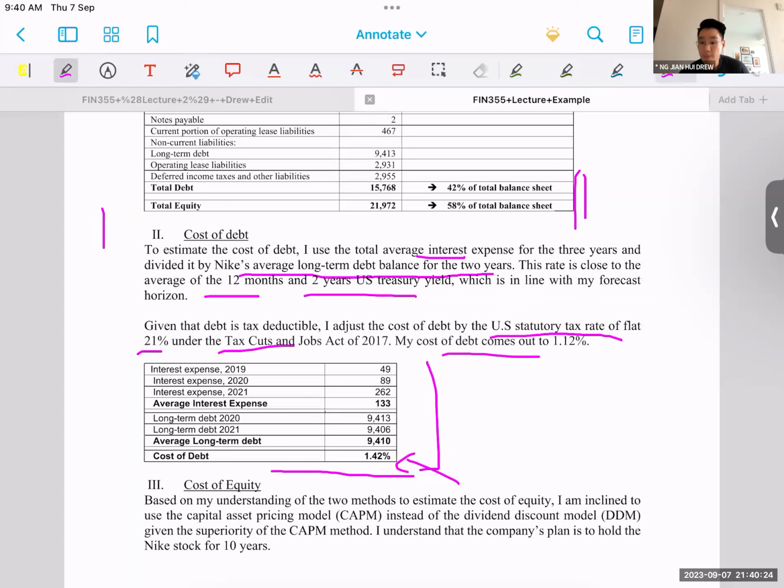We should use the yield to maturity. Yeah, that's right. Remember, we talked about the three methods for cost of debt. We need to use yield to maturity as one. That is method one, right? Method one, correct?